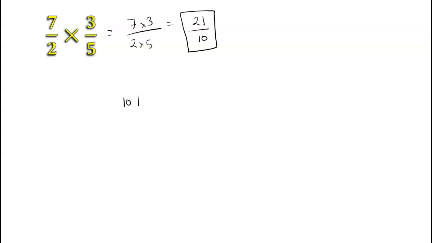So remember, for a mixed number, we would divide the 10 into the 21. 10 goes into 21 2 times, leaving you with a remainder of 1. So again, this would be the same thing as saying 2 and 1/10. Again, unless I say specifically to change it to a mixed number, we can always leave it as an improper fraction.